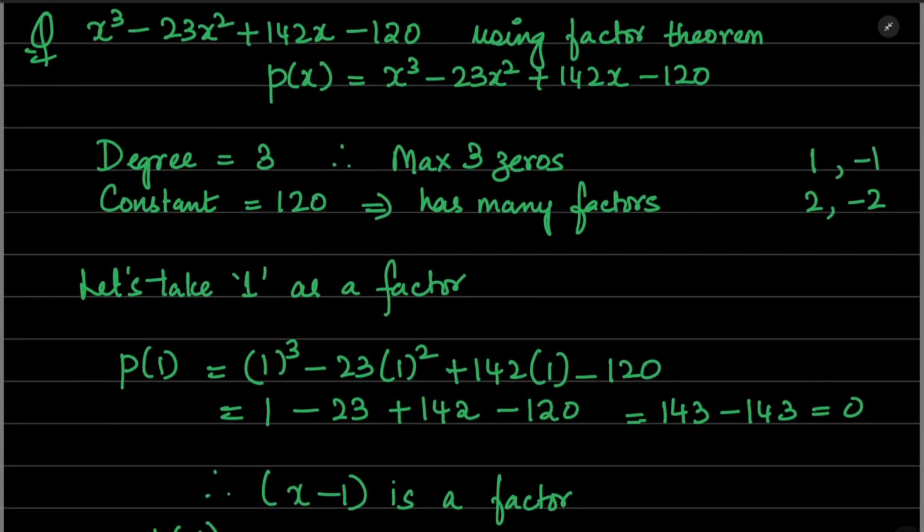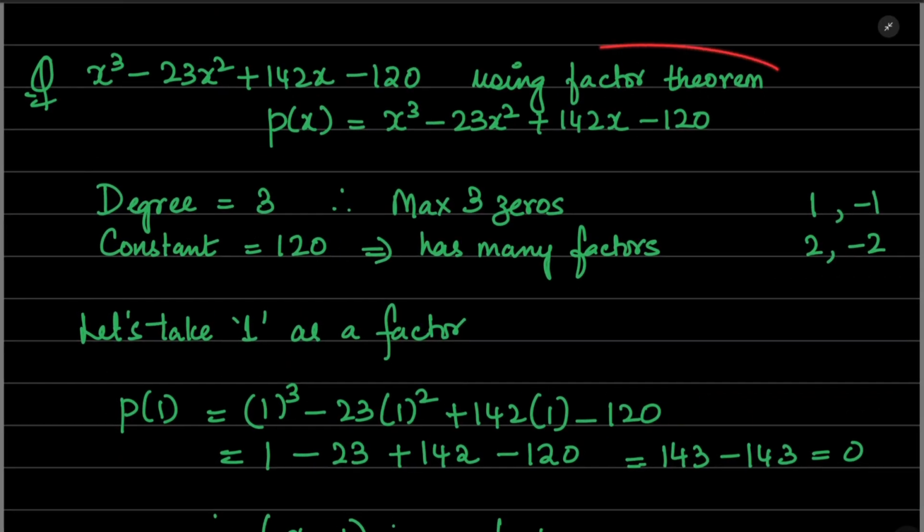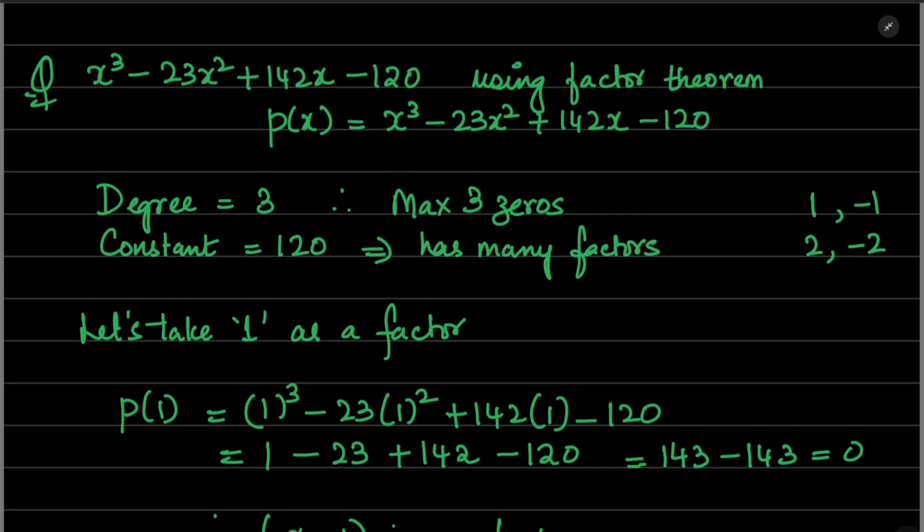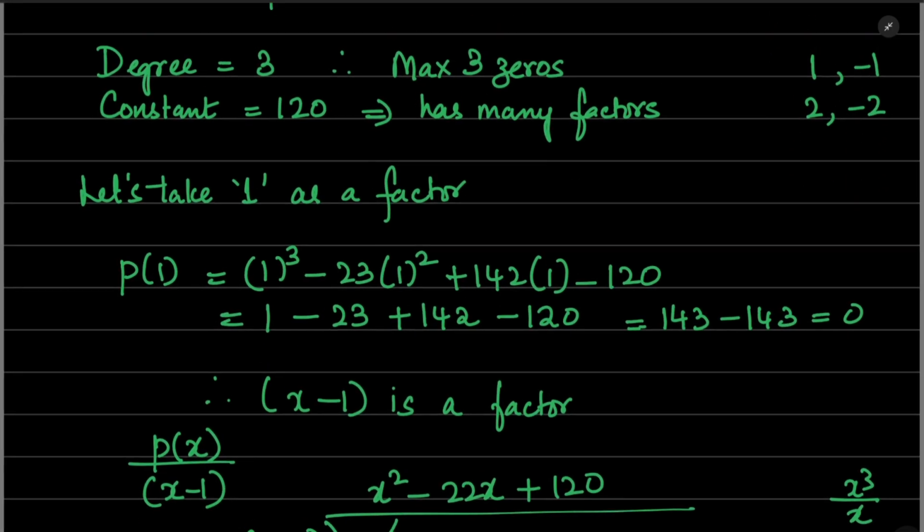So whenever you have a bigger term, if you have to factorize using factor theorem, the very first thing is let your P of x be the given question. Write the degree. And if the degree is 3, maximum 3 zeros. If the degree is 2, maximum 2 zeros. Write the constant. If the constant is a bigger number, you have to find using hit and trial method which one of these four. Always go for 1, minus 1, 2, minus 2. Definitely you will get any one of it as a factor. How do you check if it is a factor? First find out P of 1. If it is 0, then x minus 1 is a factor.